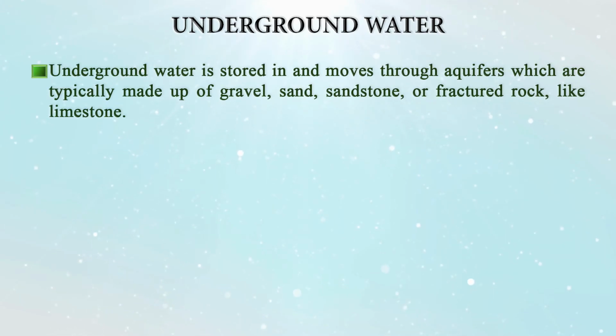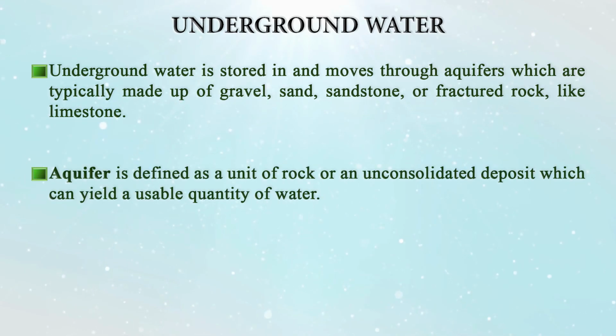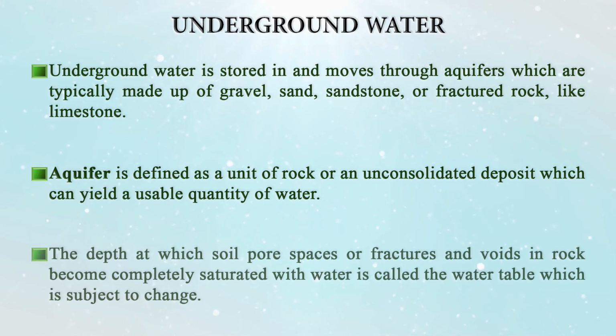Underground water is stored in and moves through aquifers. So this is an important term, which is typically defined as a unit of rock or an unconsolidated deposit which can yield a usable quantity of water. This aquifer is actually made up of gravel, sand, sandstone or fractured rocks which have pores and also have permeability.